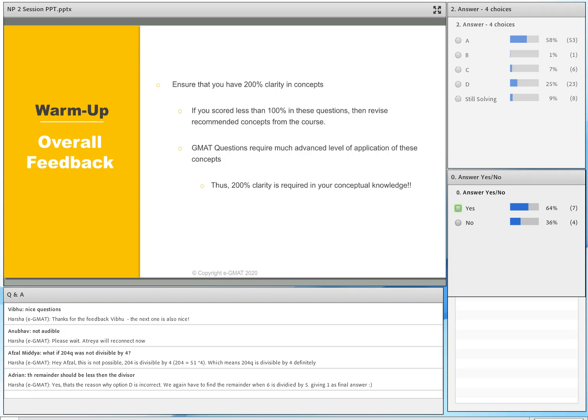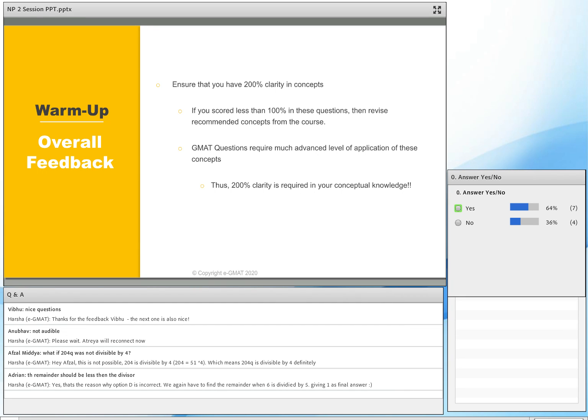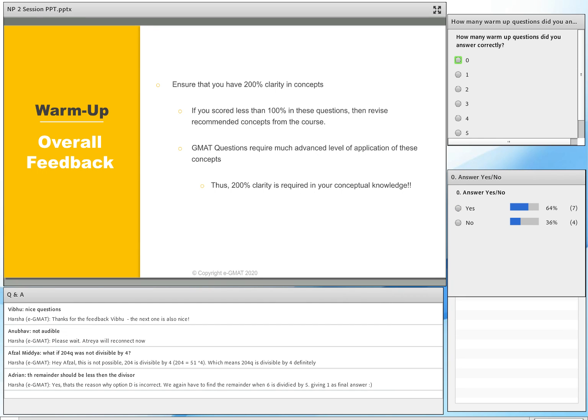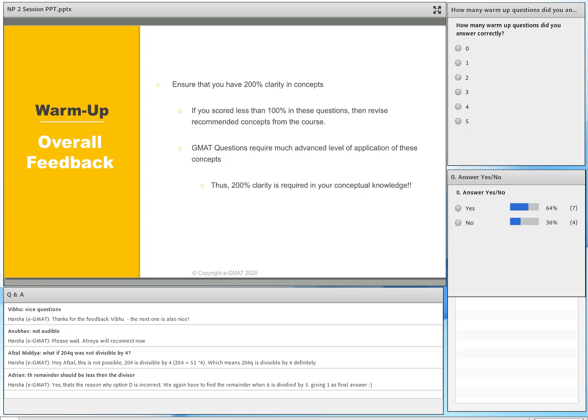Now, before that, let me see how many questions did you get correct. So let me bring in the poll over here and just give me one moment. I'll very quickly clear all the answers. All right, can we please have the answers on how many questions did you get correct out of these 5 questions that we solved in the warm-up section?